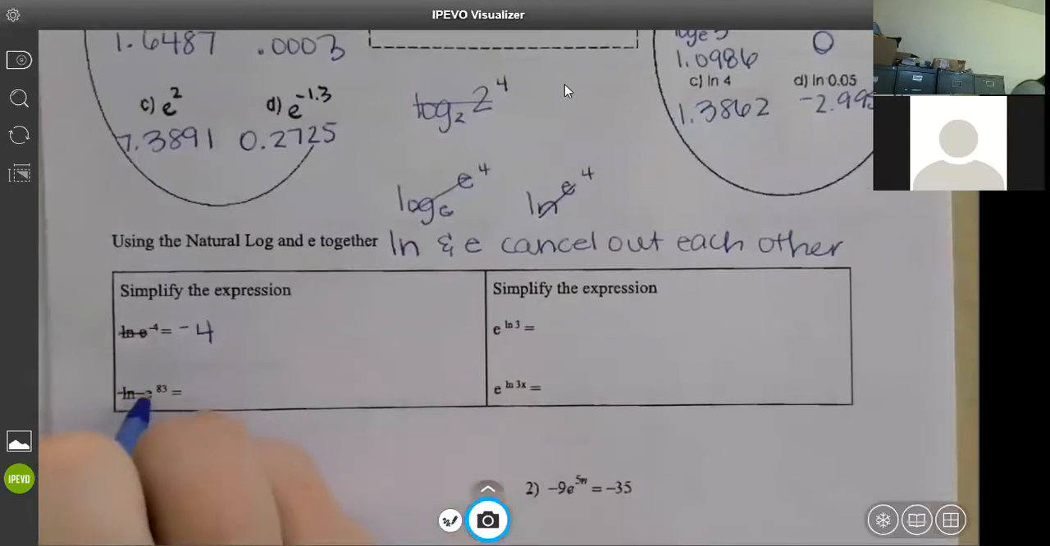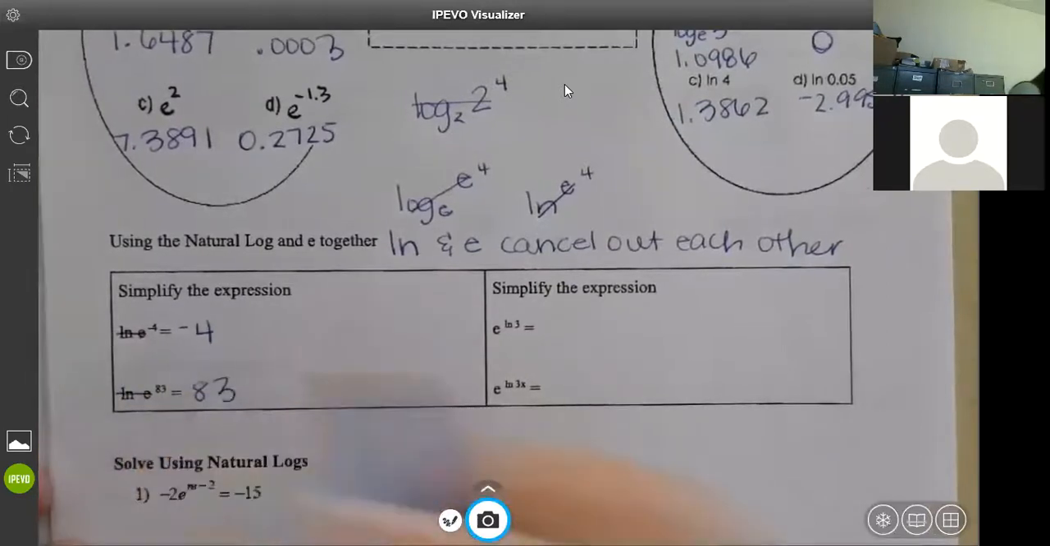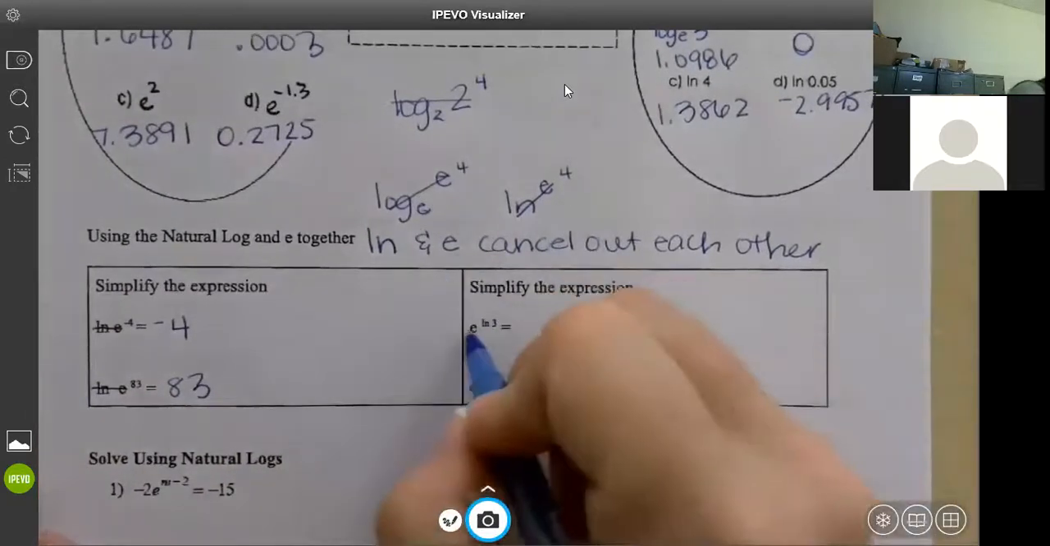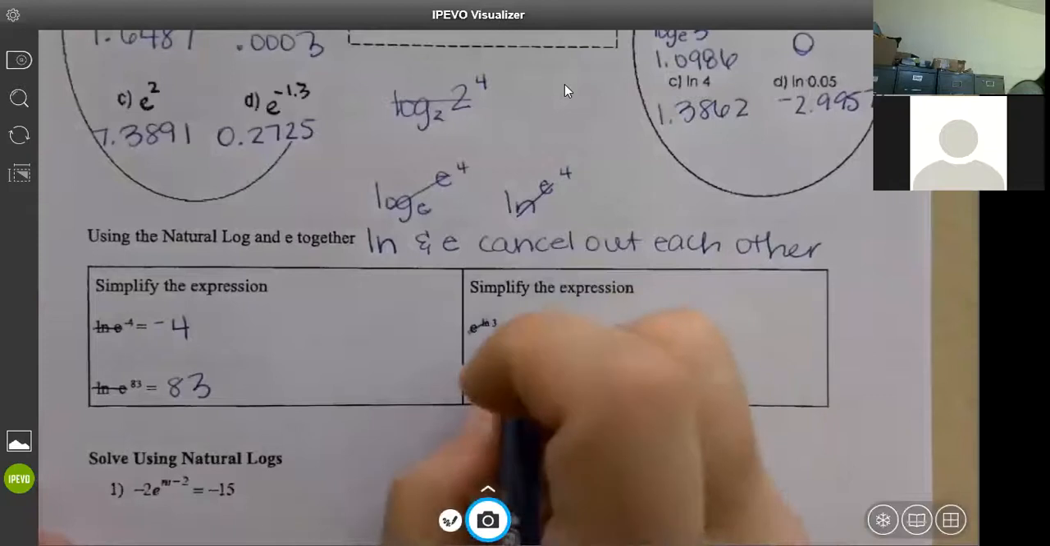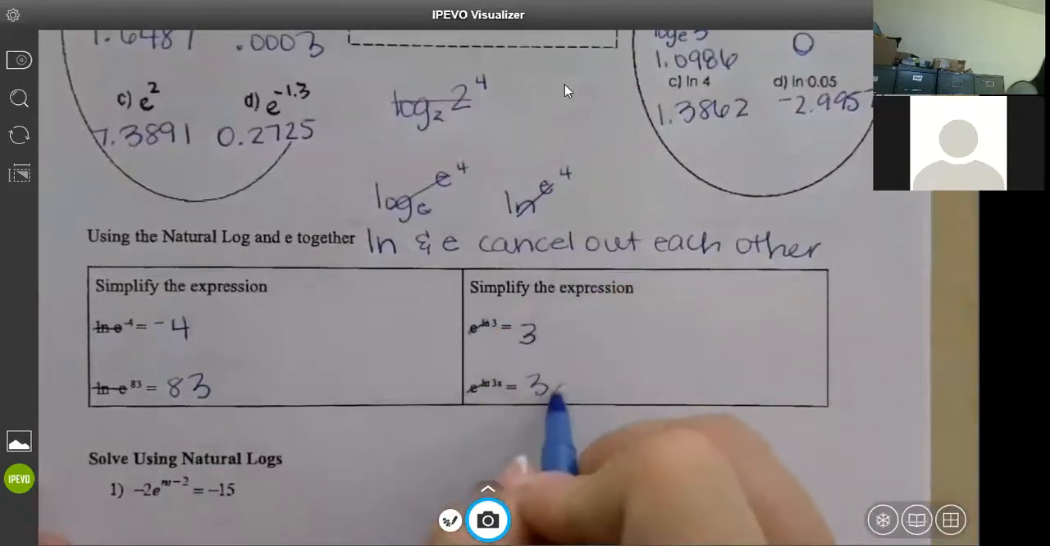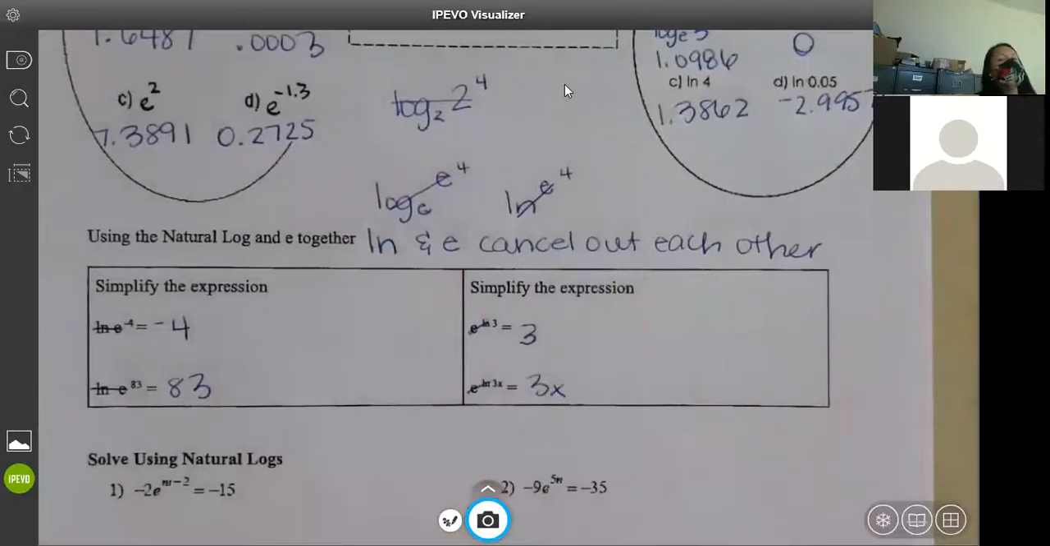When ln and e are next to each other, we mark them out and we're just left with 83. E to the ln marks out and we're just left with 3. E to the ln marks out and we're left with 3x. That rule right there is exactly how you're going to solve problems, okay?